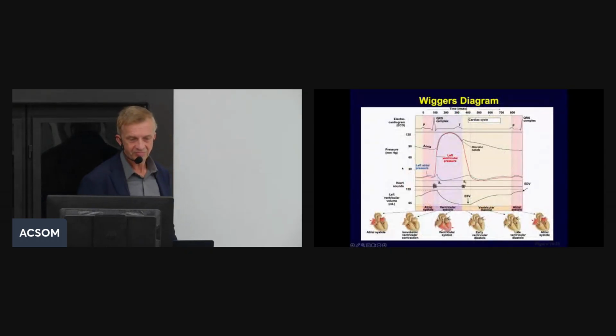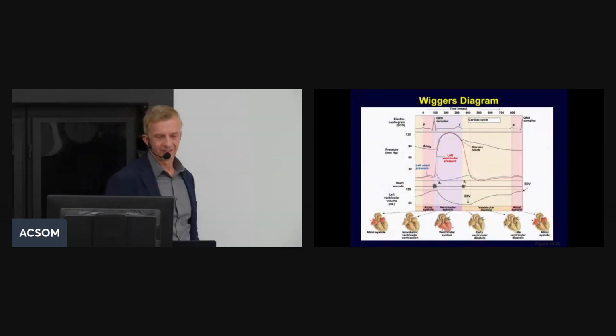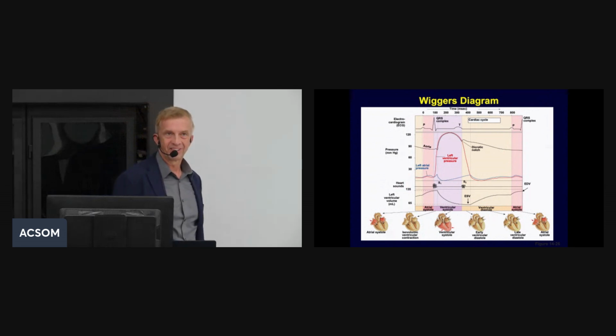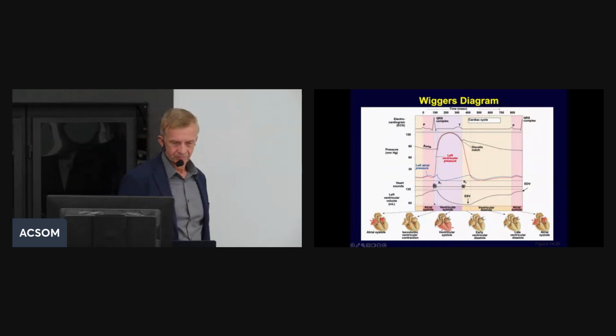This is a very nice but very complicated diagram. Have you seen this Wiggers diagram? It basically depicts the whole cardiac cycle, what happens with the volume, pressures, what is reflected on the electrocardiogram, and also the heart sounds that correspond to different phases of the cardiac cycle. What is the isovolumic contraction phase?